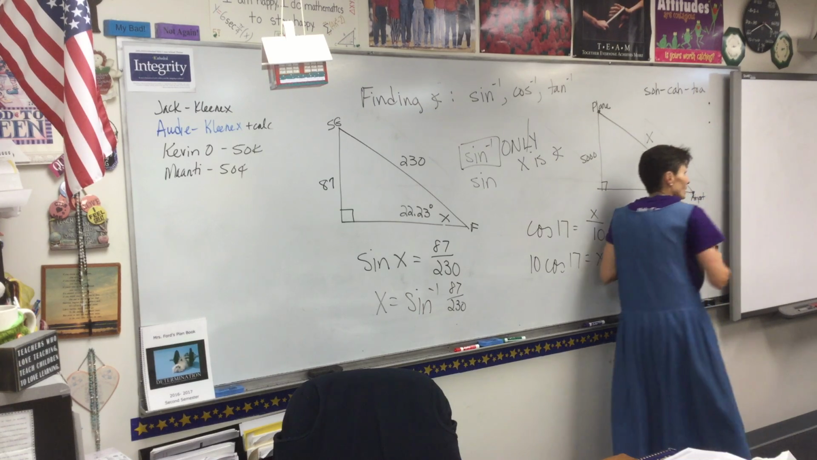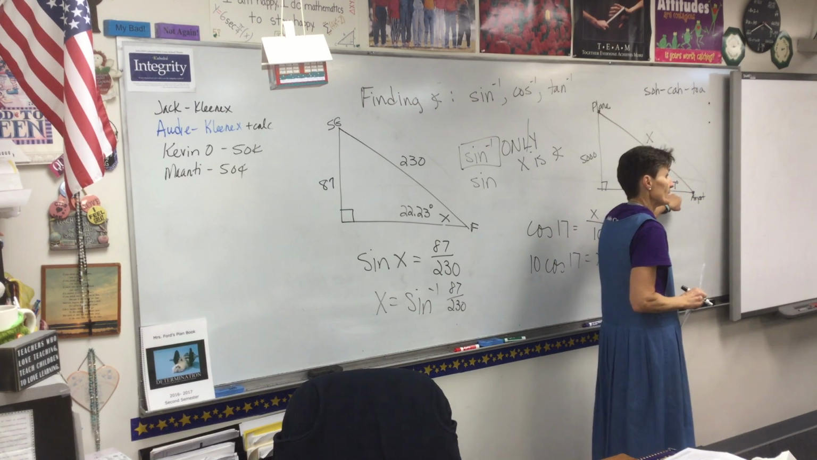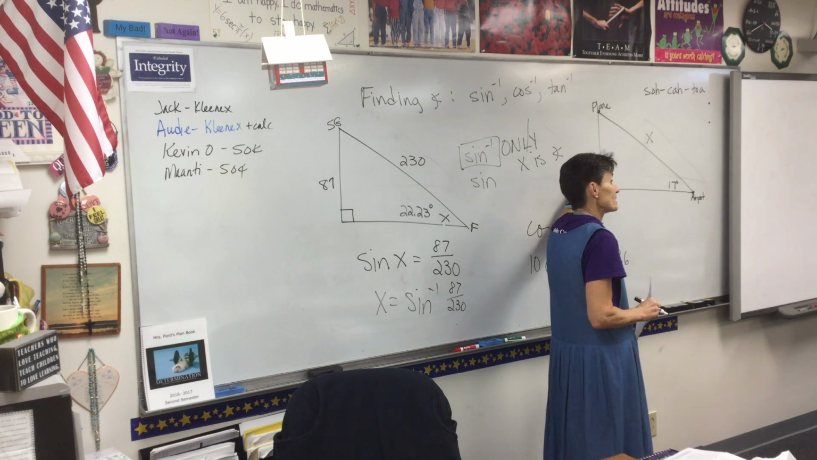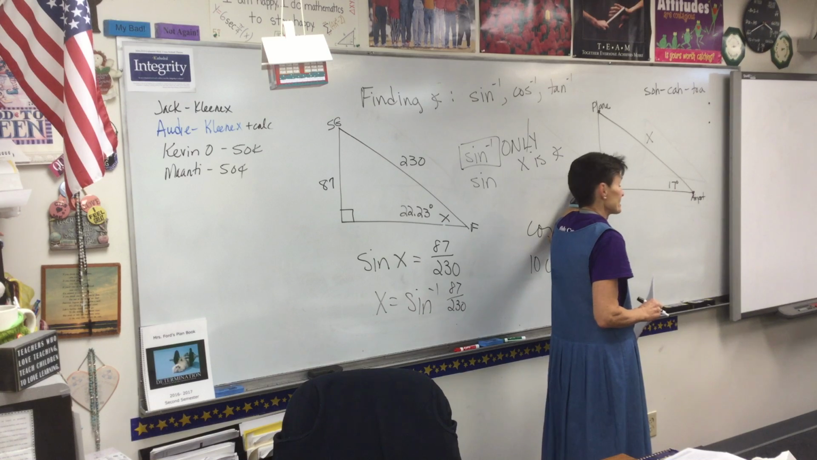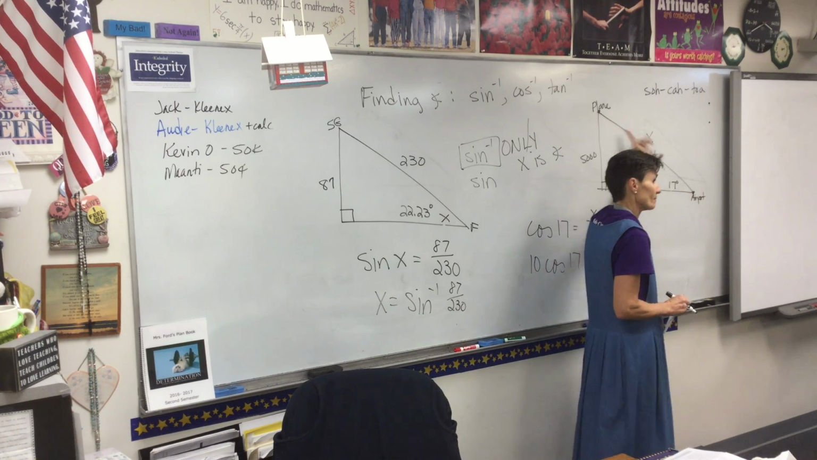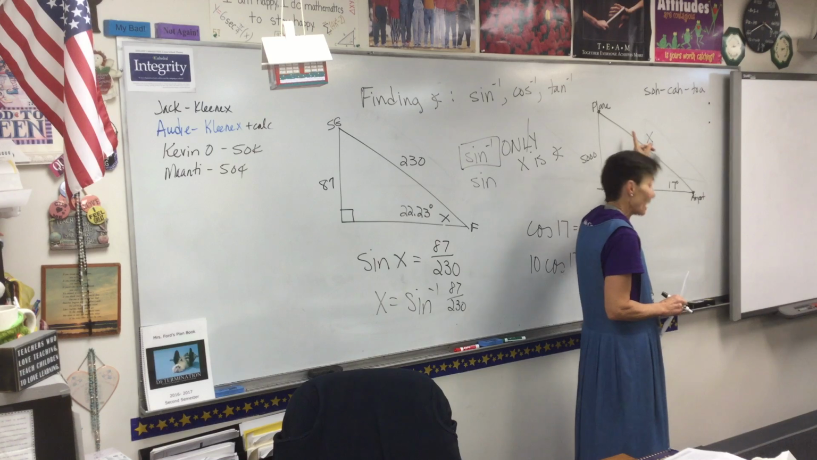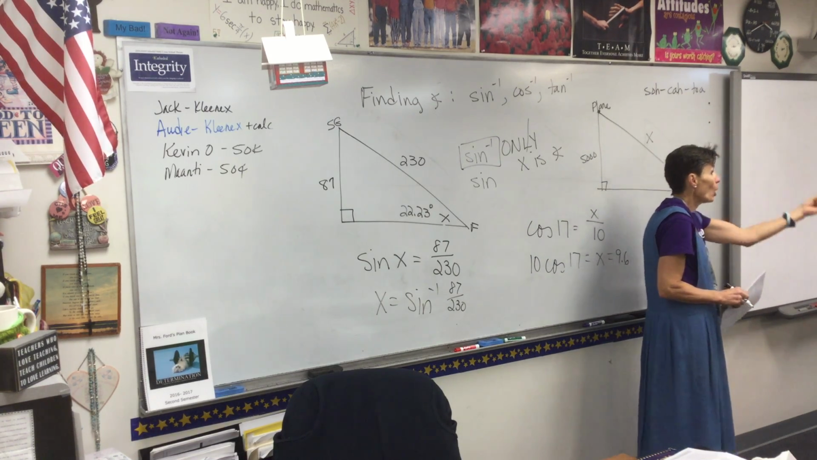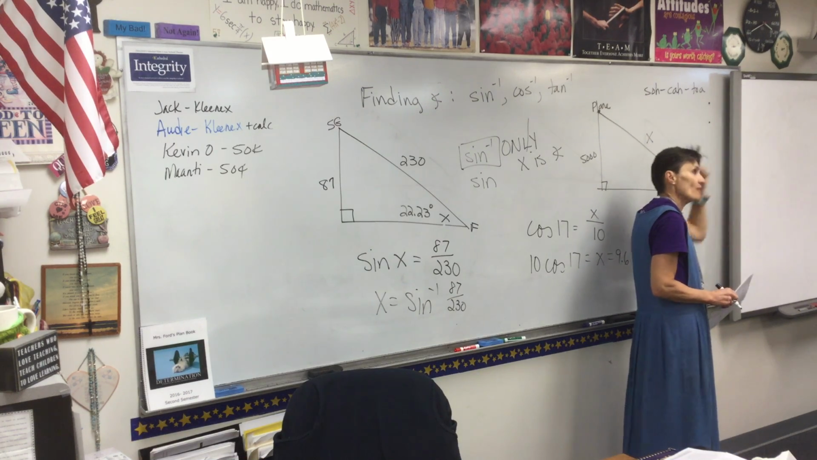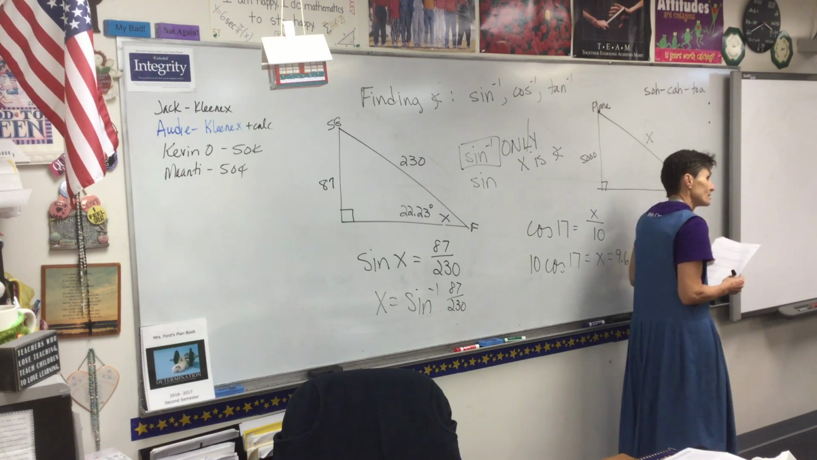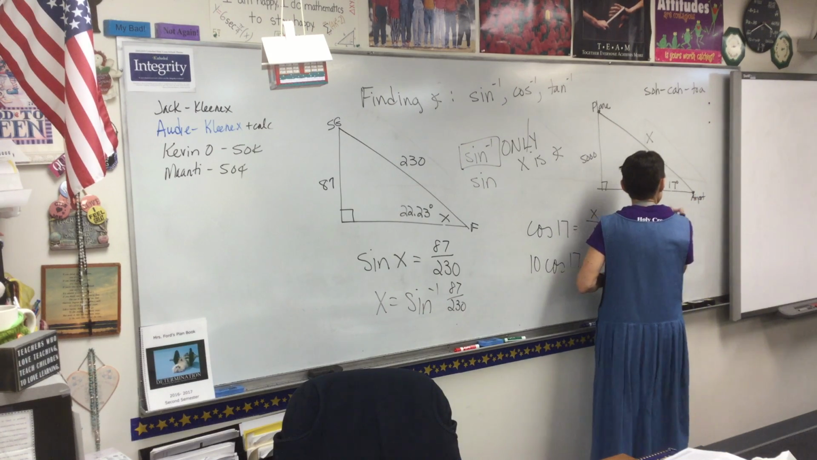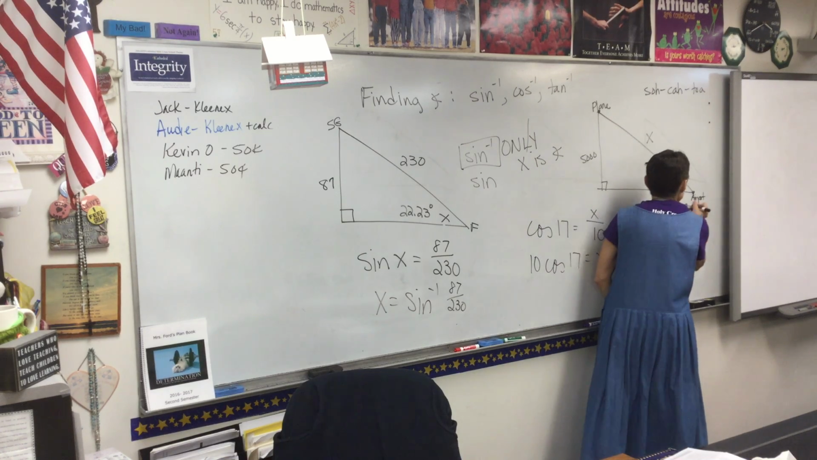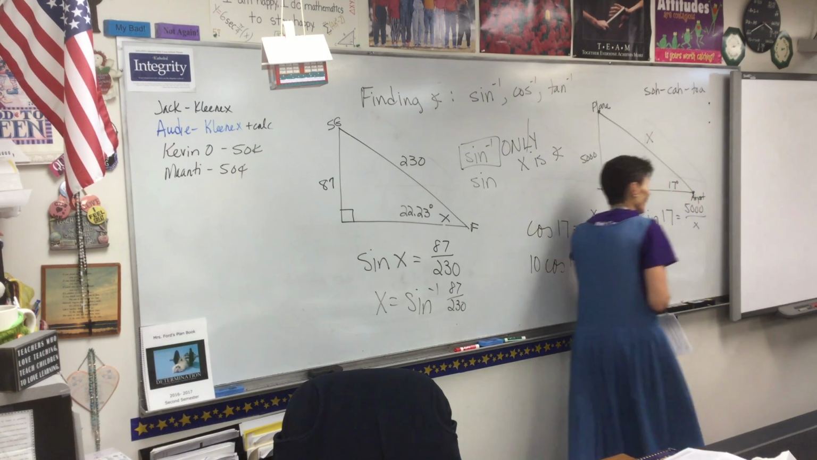SOHCAHTOA. Okay? Now I want you to look at this angle right here. Which side is this? Opposite? Yes, the opposite. That's right, opposite. Which side is this? Hypotenuse. So look at SOHCAHTOA. Which one has the O and the H? That's how we know which function we're using. So we'll say sine 17 equals opposite over hypotenuse.